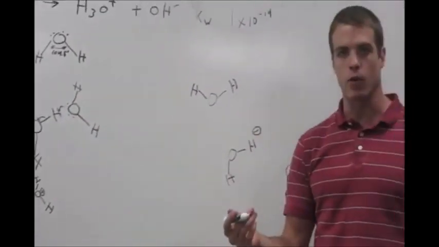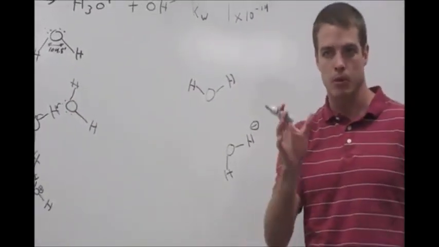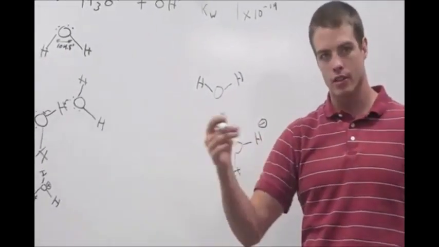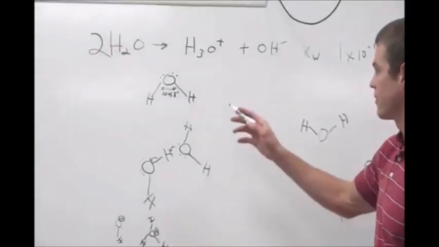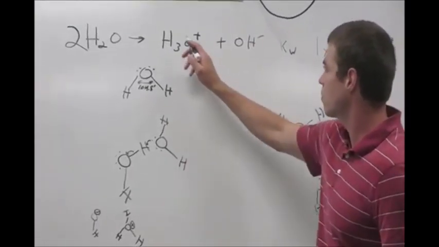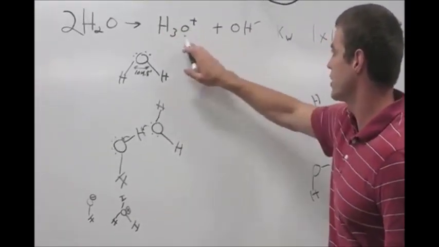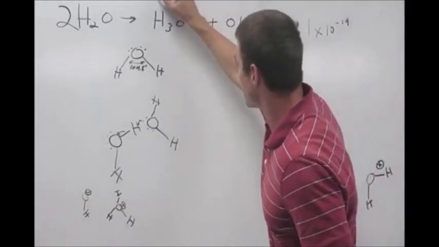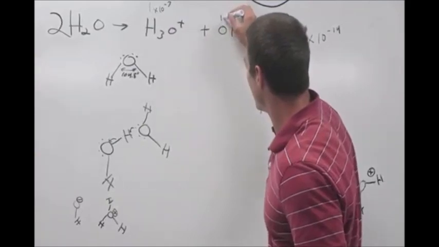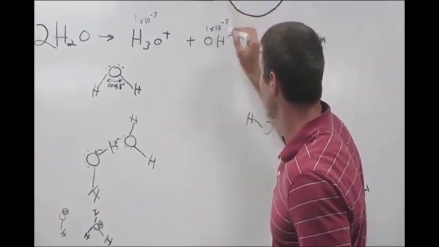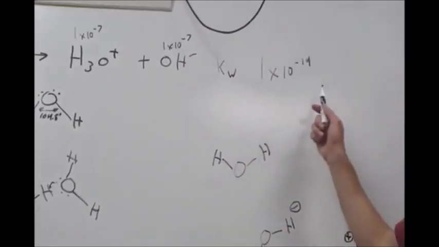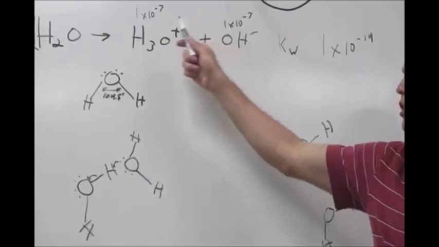pH stands for the potential of hydrogen, but really the P is a symbol which means the negative log of something, and so the negative log of the hydronium ion concentration. So what we see right here, we have these two are always in equilibrium, and in fact this one right here has 1 times 10 to the negative 7, and this one is 1 times 10 to the negative 7 also. Of course, these two multiplied together would give us the 1 times 10 to the negative 14, but these are both at equilibrium.